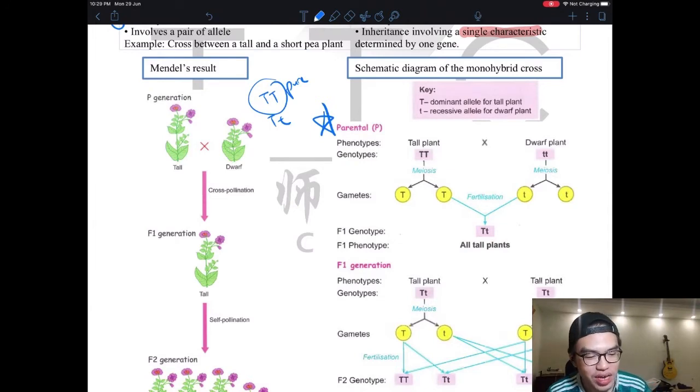So he does meiosis. In his sperm, it will be 100% tall gene. He doesn't have a short gene because he's pure breed. A short gene doesn't exist in his family. You know what? Good for him. That's what we call you win the genetic lottery, because you're super lucky.